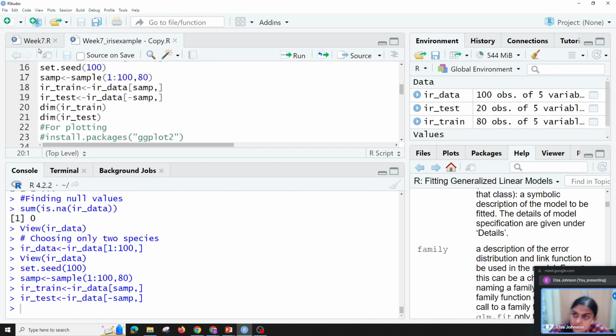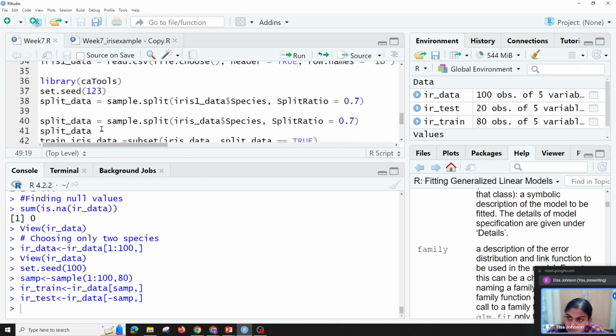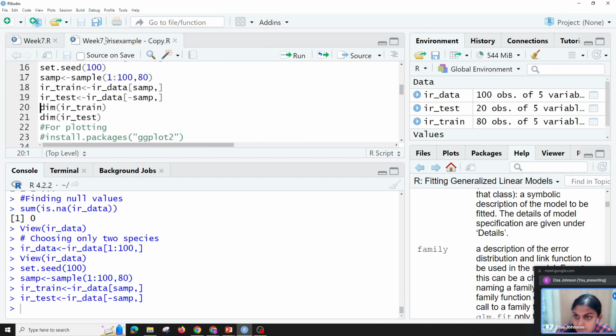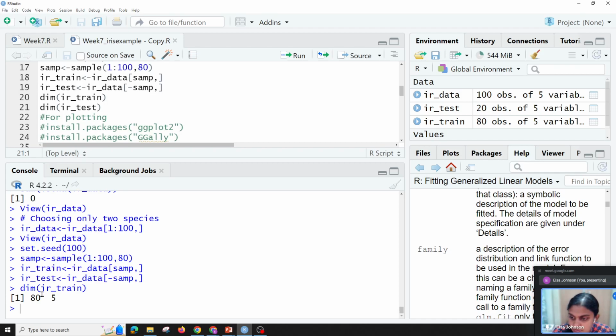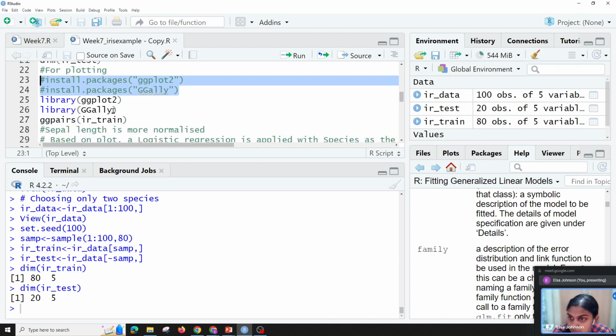Okay, so this is a different type of sampling. Earlier we have seen in this way also, we have used sample dot split in the ratio we have given. So if you have to split in that particular ratio, you can take that. Otherwise you can take it in this way. Then just seeing the dimension, it is 85 and 25. Okay, now for plotting we need these two.